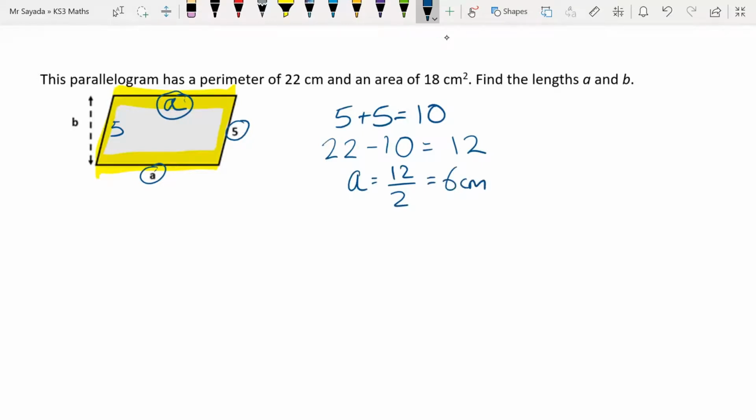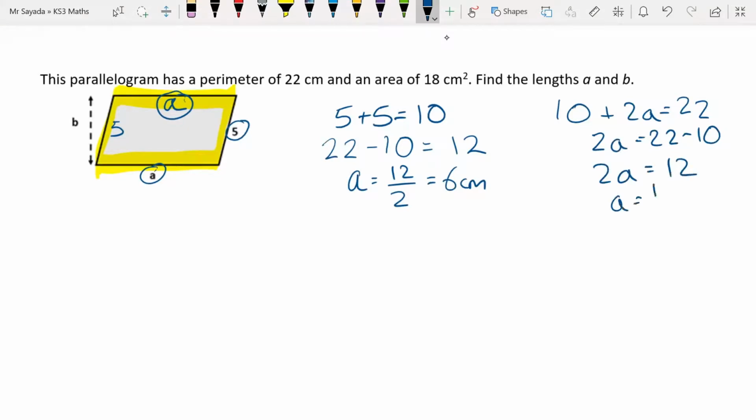Now I can also do that completely algebraically. So if I add together all four sides, that's going to be 10 plus 2A, which is 22. Then I minus the 10, so 2A is 22 minus 10. So 2A equals 12. And then A will be 12 divided by 2, which is 6. So both of those are identical. It's just the one on the right is proper algebra, whereas the one on the left is just using our understanding and common sense. Both are fine.